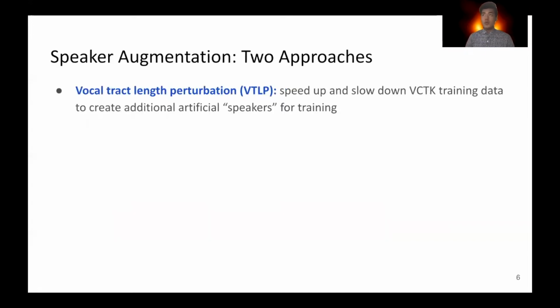We propose two approaches to expand the speaker sets during training. The first approach is based on an idea from ASR called vocal tract length perturbation, VTLP. The idea is very simple. We speed up and slow down the audio recordings during training. And by doing so, we create additional artificial speakers for training. This has been shown to be effective for ASR, but has not been experimented for TTS.